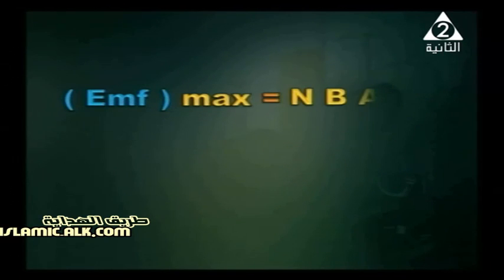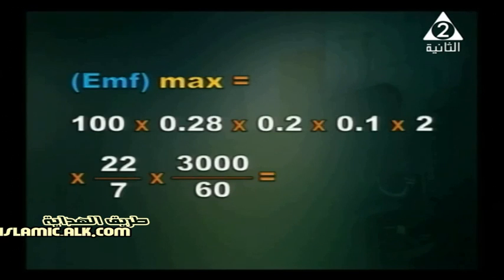EMF maximum is given by the expression NBA omega. Omega equals 2 pi f. So EMF maximum equals 100 number of turns, magnetic flux density 0.28, length and width should be in meter, so 0.2 times 0.1 times 2 times pi, 22/7. Frequency is given in minutes, so it is converted into seconds, divided by 60. So maximum EMF equals 176 volt.